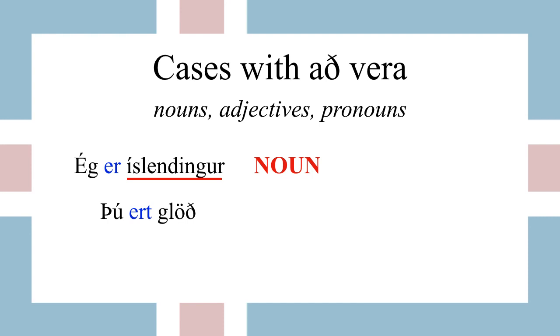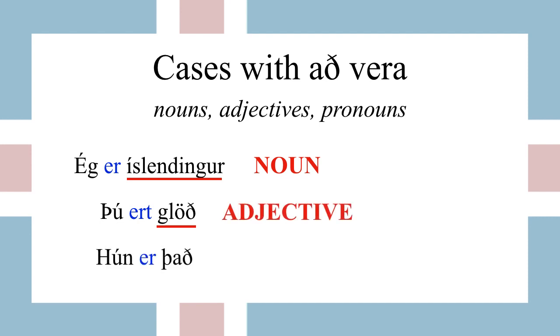Þú ert glöð. You are happy. Glöð is an adjective. And the last example, hún er það, which technically means she is it. Það is a pronoun, and that's something that you would hear in Icelandic but not so much in English. It essentially means that she is. It's sort of an affirmative statement.